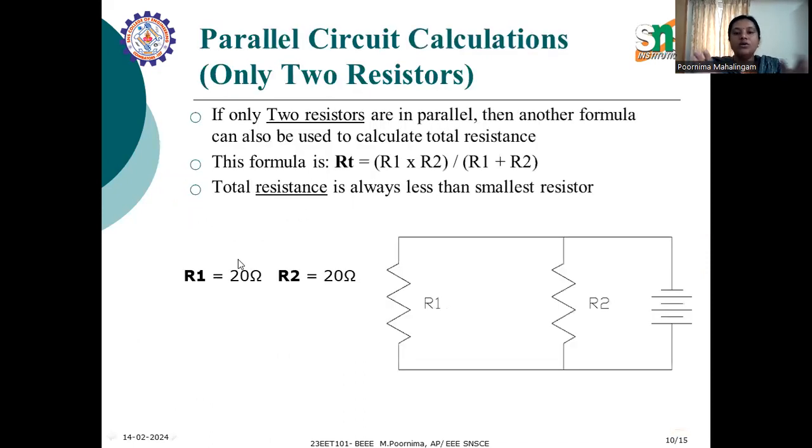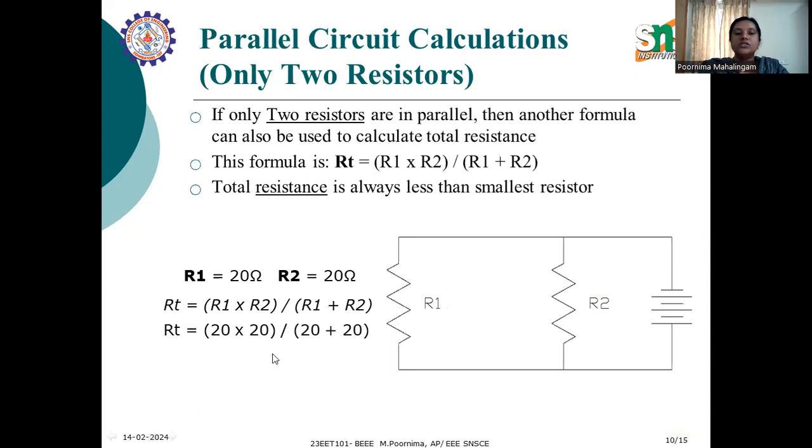Okay. Now we have only two resistors, but the two resistances are connected in parallel. Then how are we going to calculate? Let's see. For two resistances, we multiply the two resistances and divide by the addition of the two resistances. So this is the formula: multiply of two resistances divided by addition of two resistances.